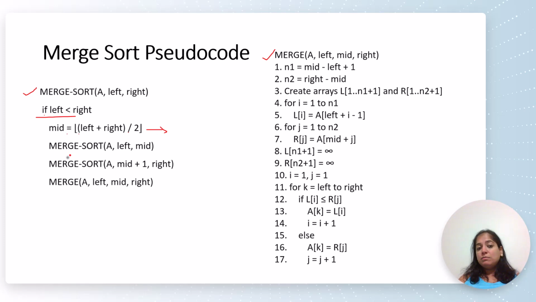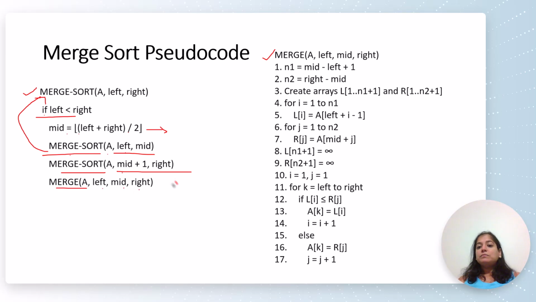Then we recursively call the same process. Merge sort on A from left to mid, that is for the left partition, and merge sort again recursively for the right partition, that is from mid plus 1 to right. And once all the recursive partitions are done, then we call the merge operation on left, mid, and right. So we merge them, right?